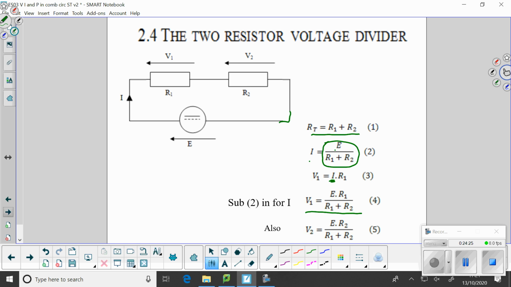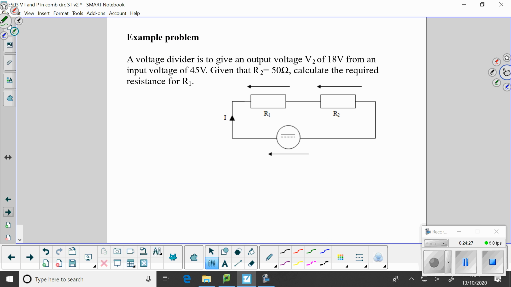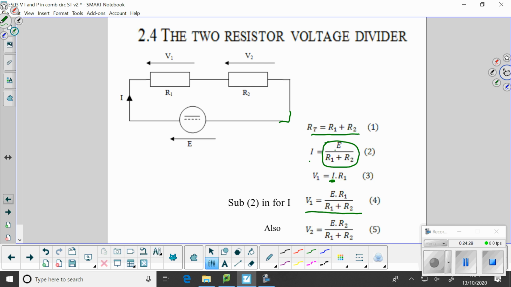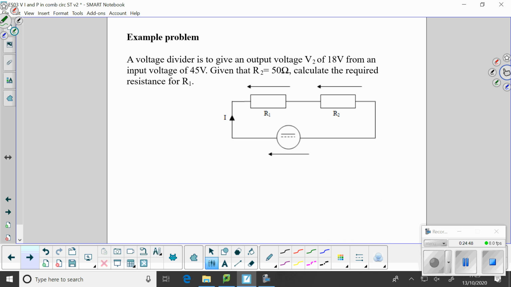What we're going to look at now is an example problem using that. A slightly different problem here now. We've got to find some slightly different information.